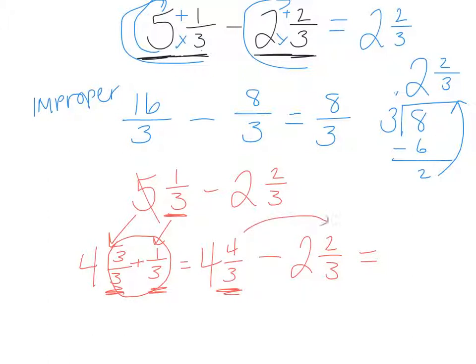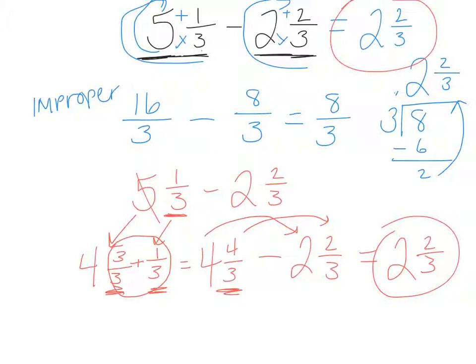4 minus 2 is going to be 2/3, and 4 minus 2 is going to be 2, and I still end up with the same answer of 2 and 2/3. So if you're going to borrow, you need to make sure that you combine with all fractions next to a whole number. And if you use the improper method, you need to make sure that you turn both mixed numbers improper, and your final answer needs to be turned back into a mixed number.